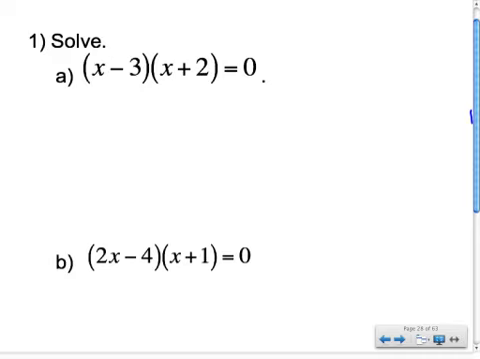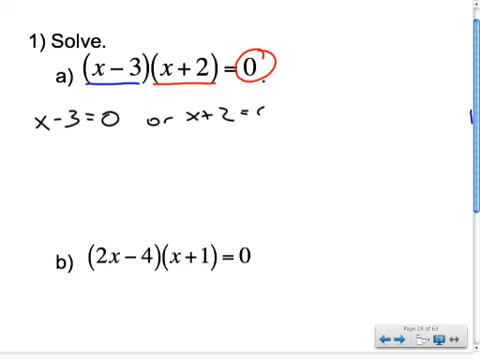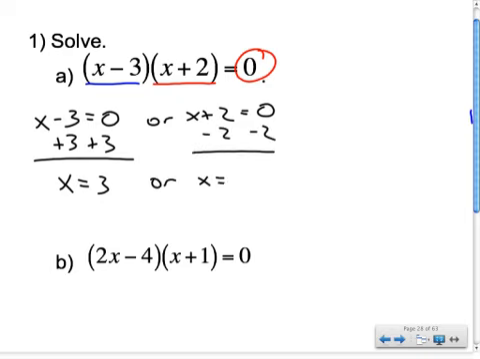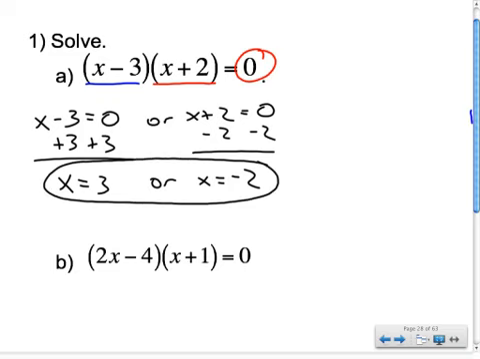Okay, so first we have a set of 3. If this term multiplied by that term equals 0, then what does that mean? That means one of two things. Either x minus 3 has to be 0, or x plus 2 is 0. Okay? No way around it. One of those two things has to be true. And now you solve these equations separately. I add 3 to both sides, and that tells me x is equal to 3, or when I subtract 2 from both sides, x is equal to negative 2. That is the solution to this equation.